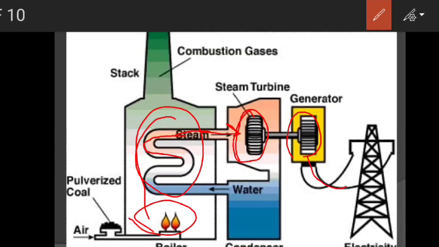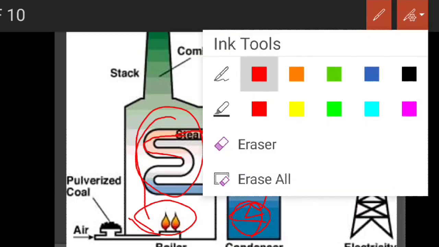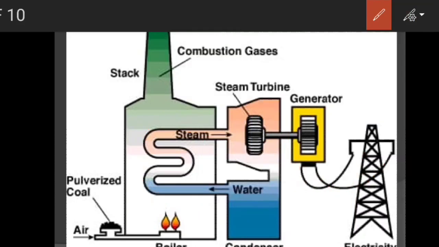Then we are able to produce electricity. Then again the steam is passed to the condenser. In the condenser, the vapor is converted into liquid. Again this liquid is provided to the boiler for further heating.